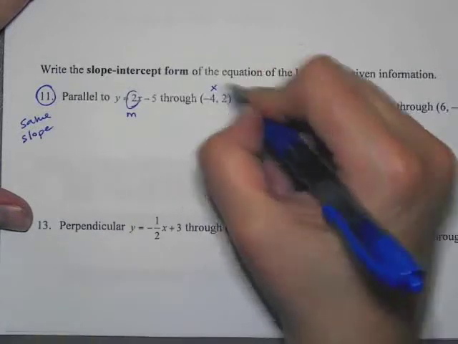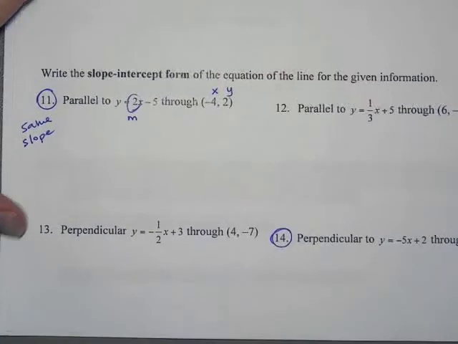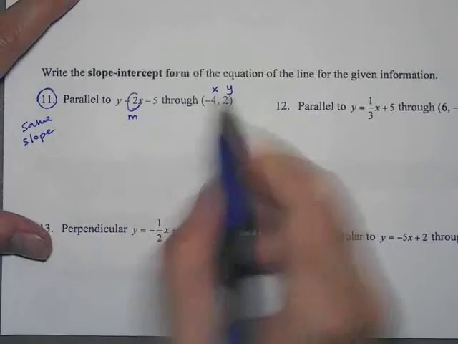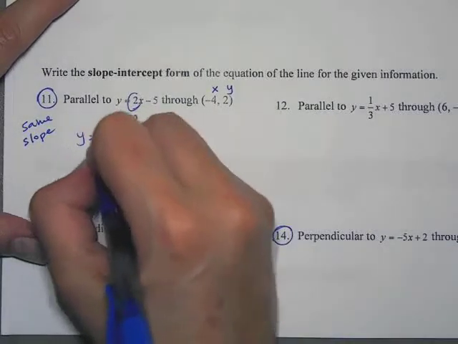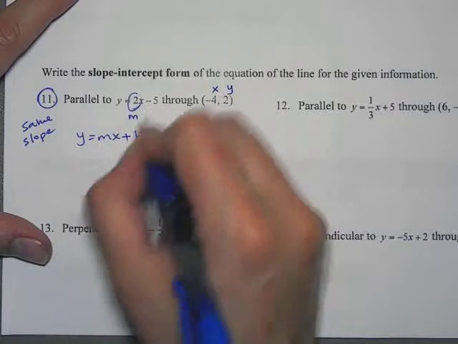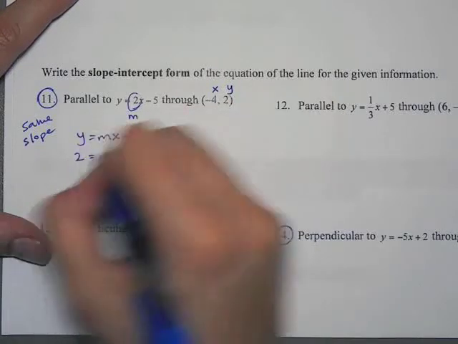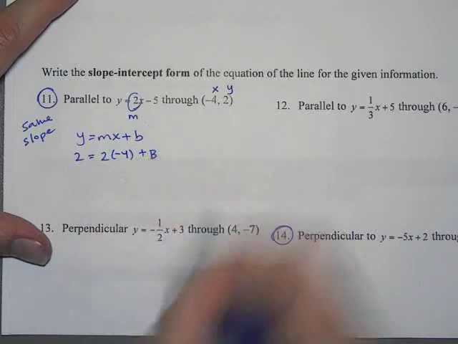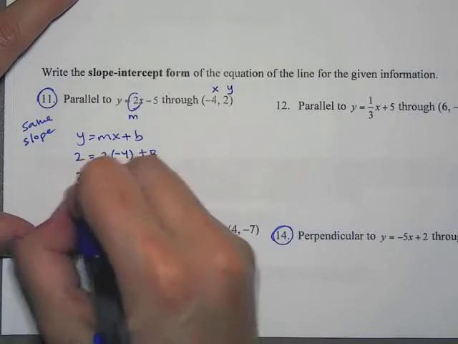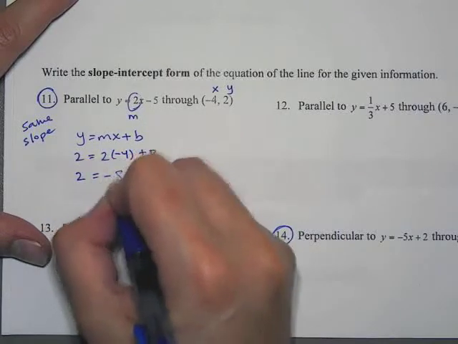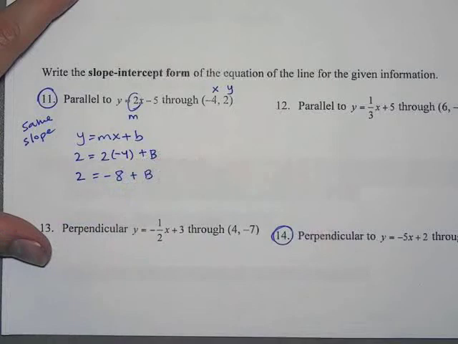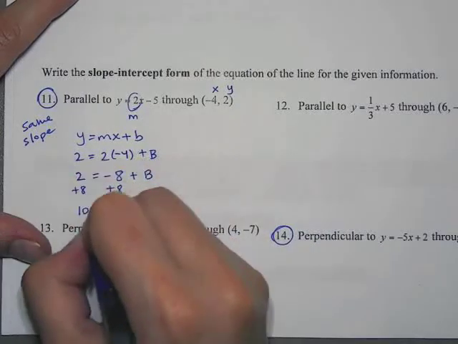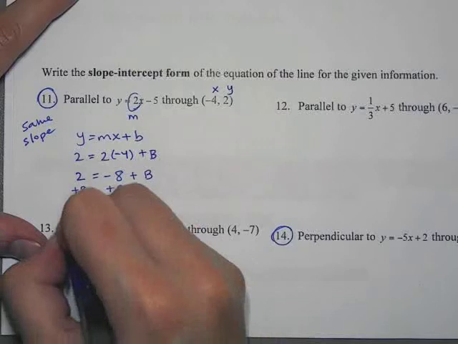So again, just like what we just did before, here will be x and y, and we need to find b. We have m, we have an x, we have a y. So y equals mx plus b, and I'm going to plug in everything I know. 2 equals 2 times -4 plus b, and I need to find what that b equals. So 2 equals 2 times -4, which is -8, plus b. Then add 8 to both sides. 2 plus 8 is 10. So my y-intercept is 10.